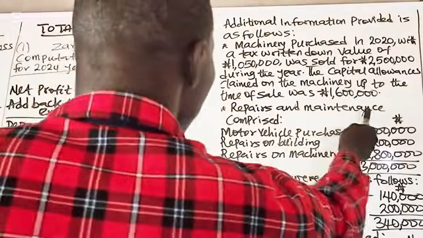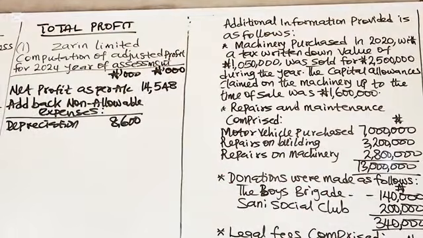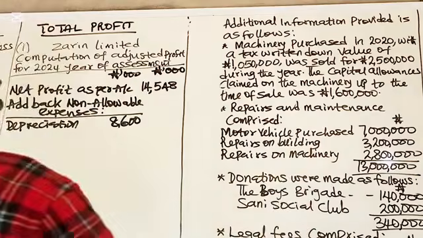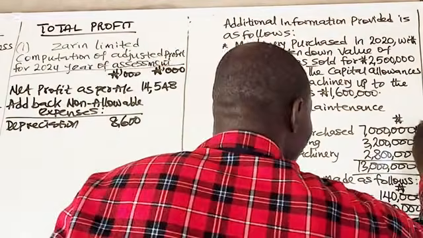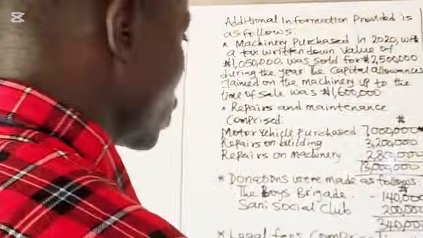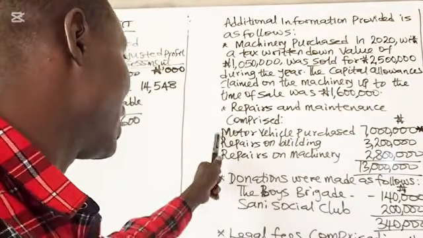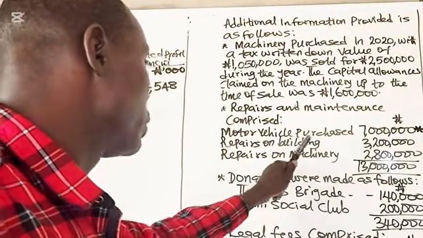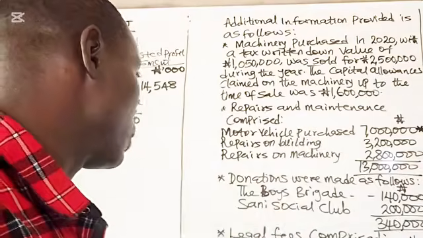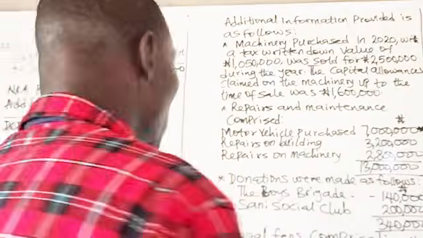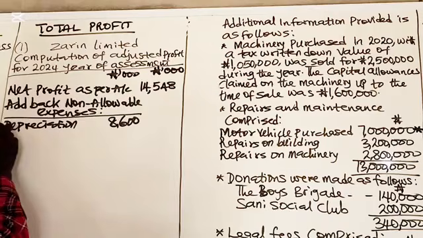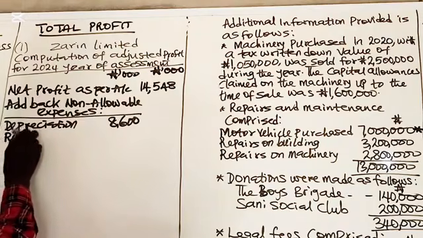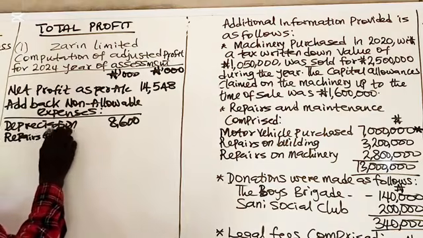Then we have repairs and maintenance comprised. The first item there is motor vehicle purchased. Motor vehicle purchase is a capital expenditure. Capital expenditure is not allowable for tax purpose, so we are going to add it back. Repairs on building is allowable. It's a revenue expenditure. Repairs on machinery is allowable. So the only one that is not allowable is the 7 million repairs and maintenance.